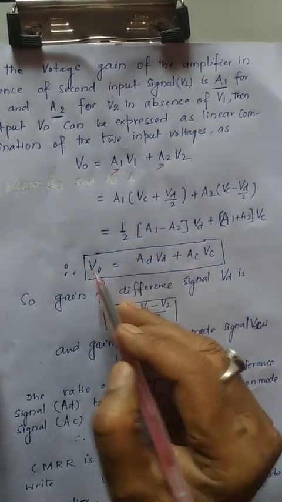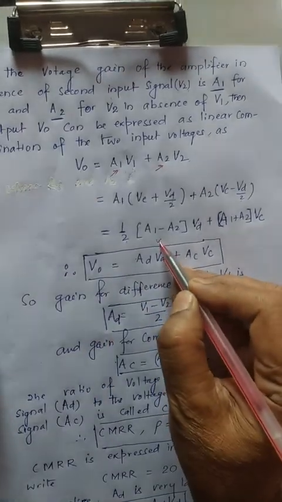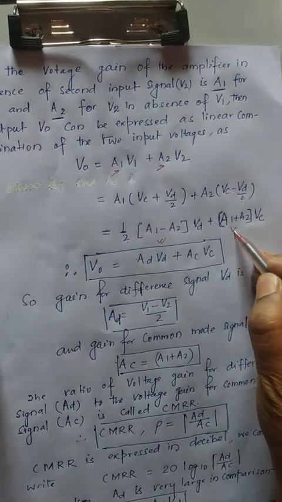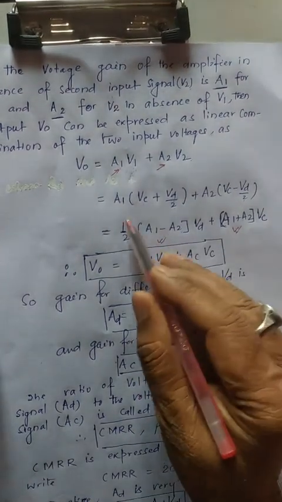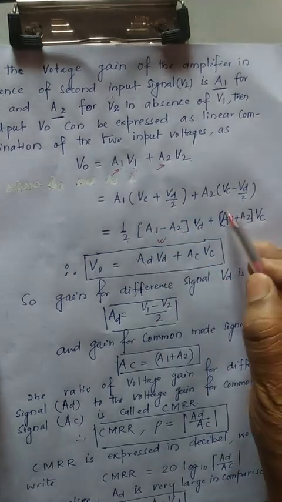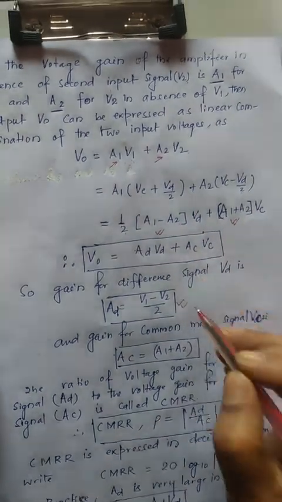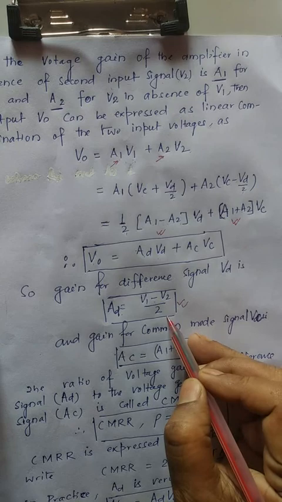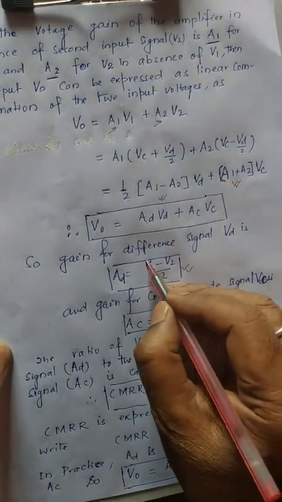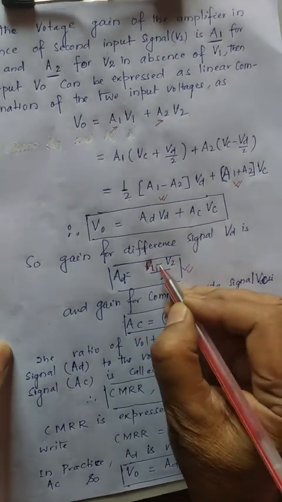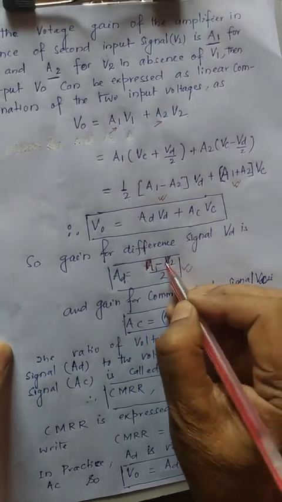So VO is equal to AD VD plus AC VC. We assume this one as AD, we assume this one as AC. So AD is equal to (A1 minus A2) by 2 and AC is equal to (A1 plus A2).